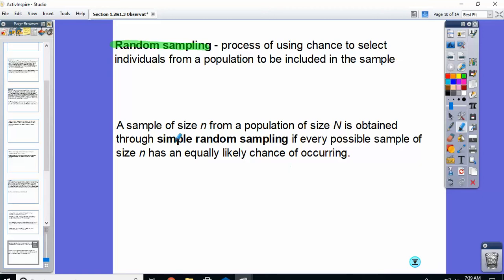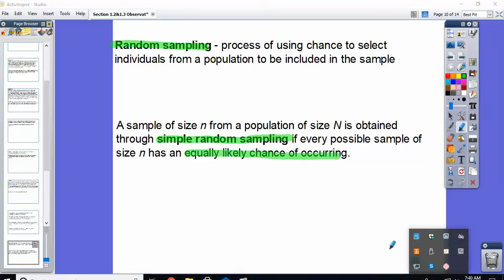In random sampling, we're going to talk about a few different ways to do it. The first way is just simple random sampling. And so it's essentially just everyone has an equally likely chance of being selected. Every person has an equal chance of being chosen.